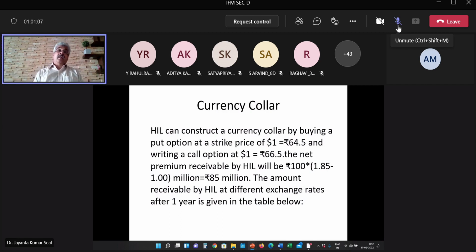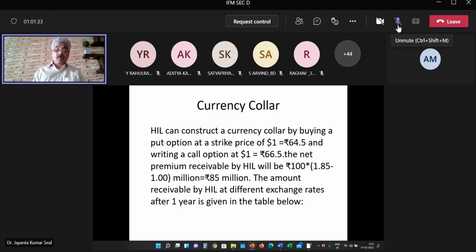So interesting part here is, when you are buying an option, you pay a premium of 1 rupee. When you are writing an option, you are receiving a premium of 1.5. So net premium received is 1.85 minus 1 into 100, that is 85 million rupees. So here you are receiving a net premium. In this particular example, when you are constructing the currency collar, you are receiving a net premium.